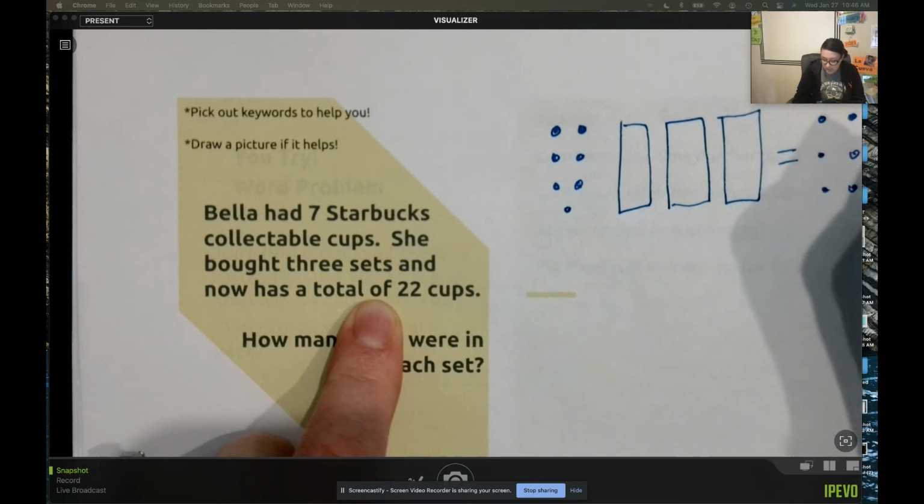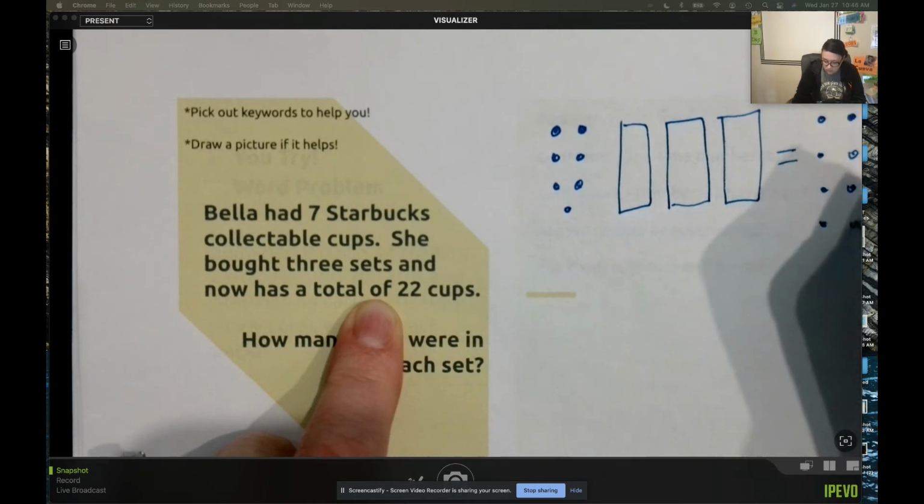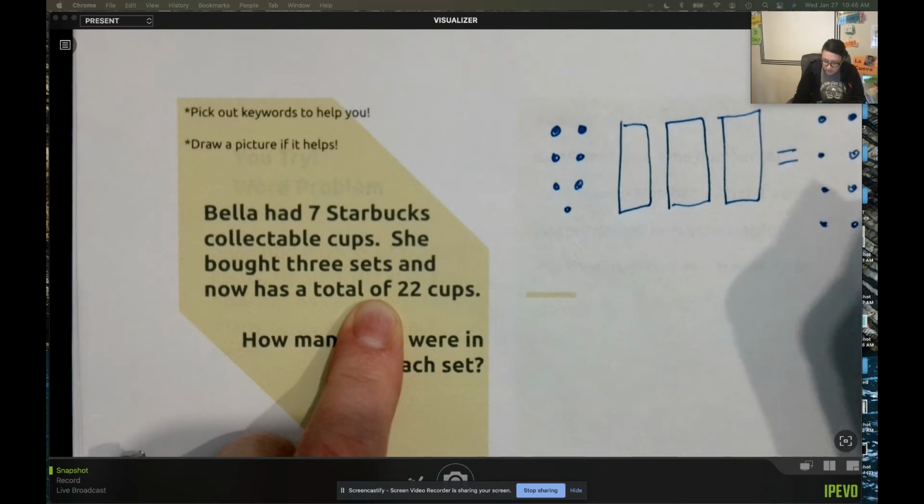It's going to take me just a second. There's 20 and 2.